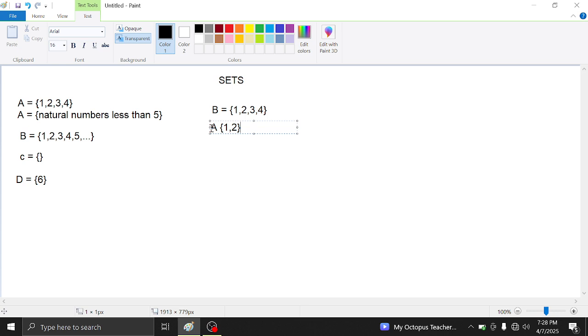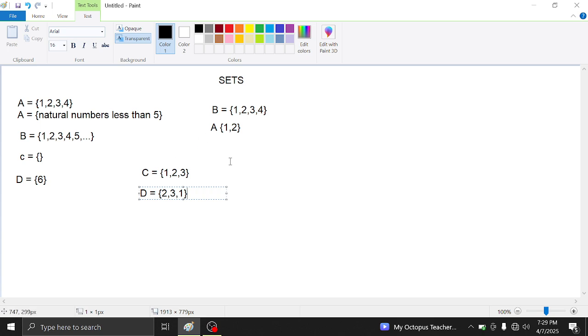We also have equal sets. So two sets are said to be equal if they have the same members. So let's pick a set C having members of 1, 2, and 3, and a set D having members of, let's say, 2, 3, 1. So all the members present at set C are also present at set D. So set C and set D are equal sets.